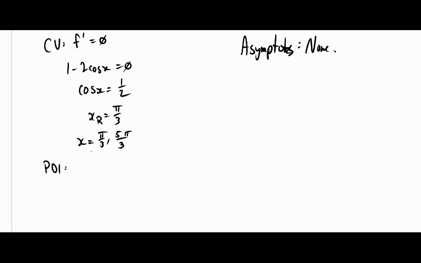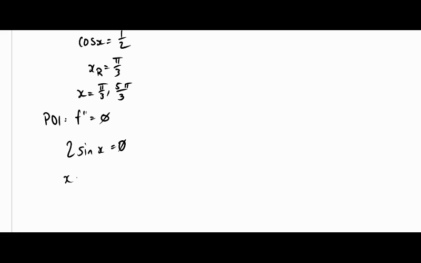Okay, and then points of inflection occur when double prime is equal to 0, and that was 2 sine x equals 0. We've already done this one today: 0, pi, and 2 pi.